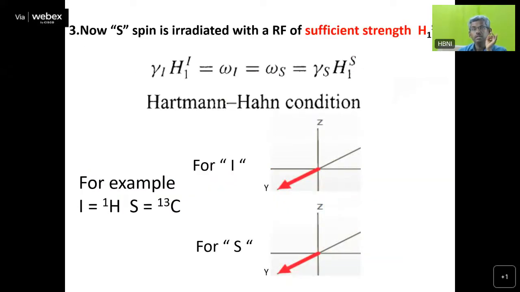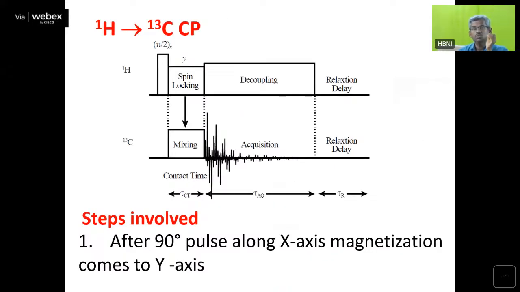Now I am going to apply another radio frequency. See, already one radio frequency is there. Now the second radio frequency is indicated as H1S. First what I applied is H1I, that is for the I nucleus. Now another H1 I am applying, another radio frequency with a field strength H1, indicated as H1S. And then this also comes to the Y axis. That is what is indicated here. It remains in the Y axis.